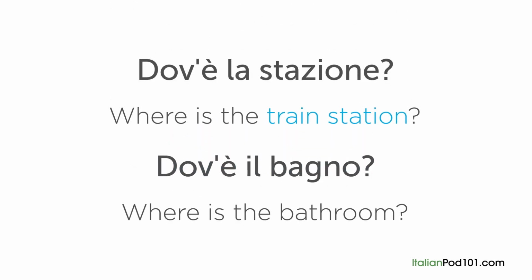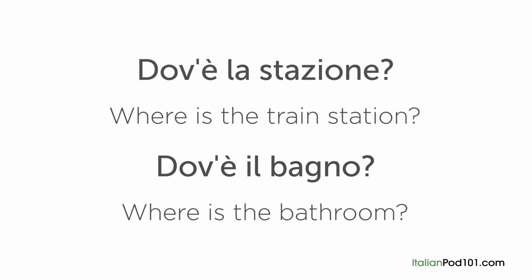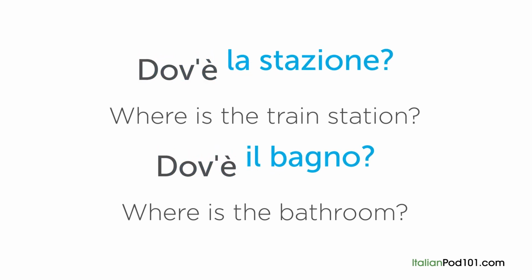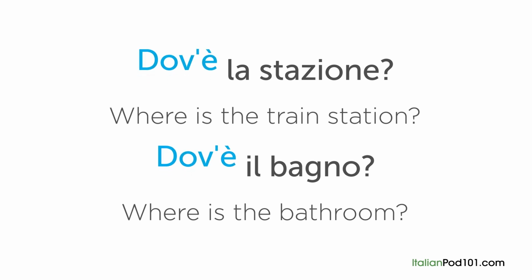For the train station, it'll be Dov'è la stazione? and so on. You can ask where anything is simply by starting with Dov'è? and then adding the name of the place or location. Now listen and repeat after Marika. Dov'è? Your turn. Dov'è? One last time. Dov'è?